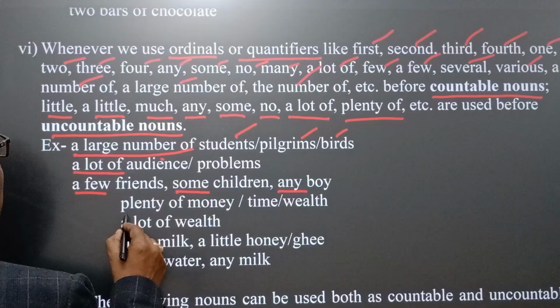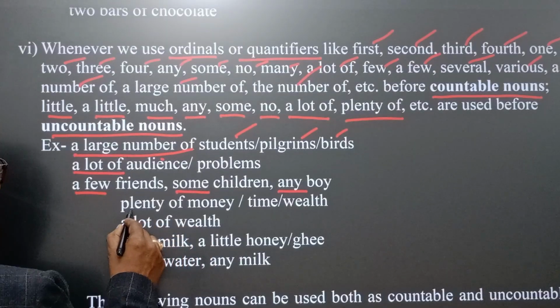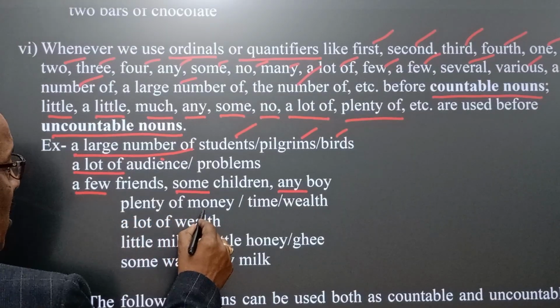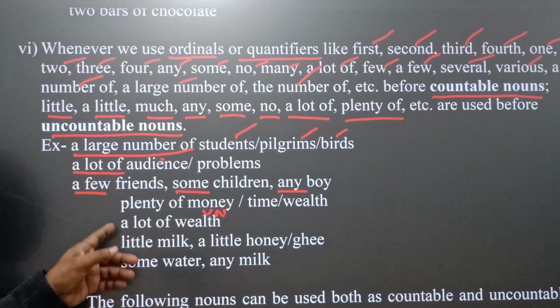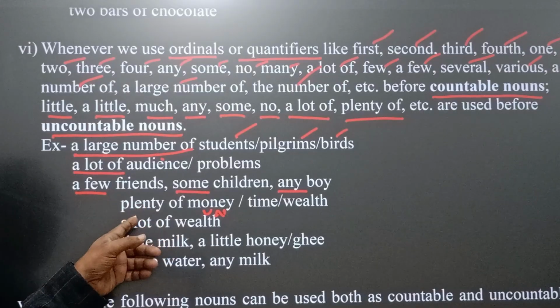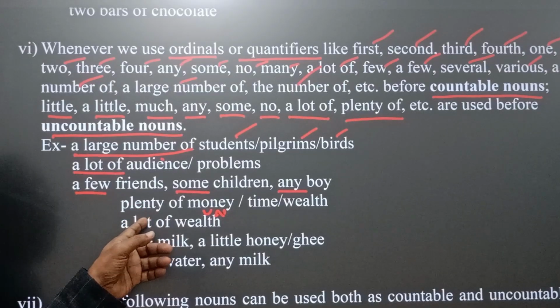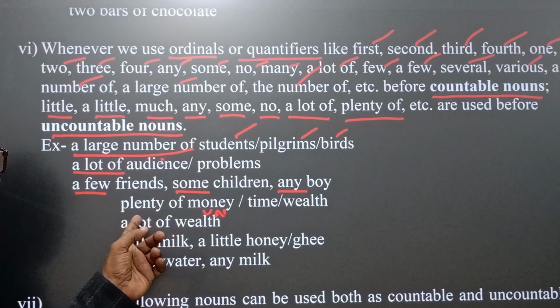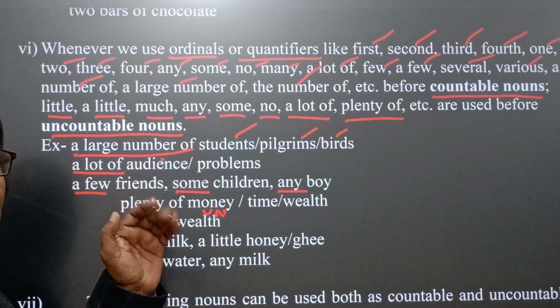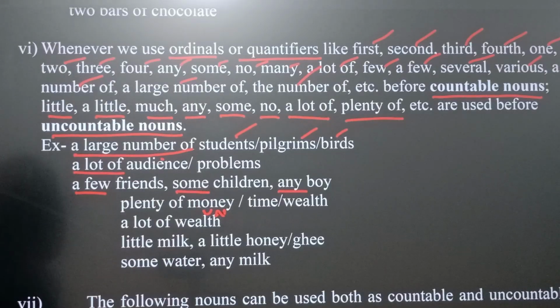Plenty of money. You see here, money is an uncountable noun. We cannot say a few money, but we can say plenty of money, a lot of money, much money.